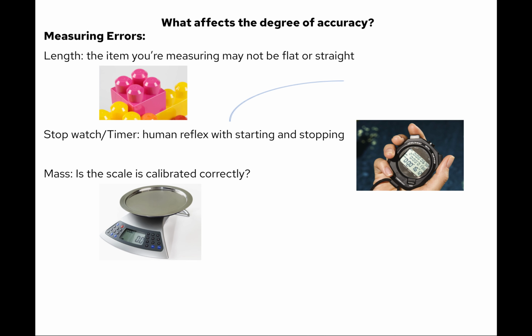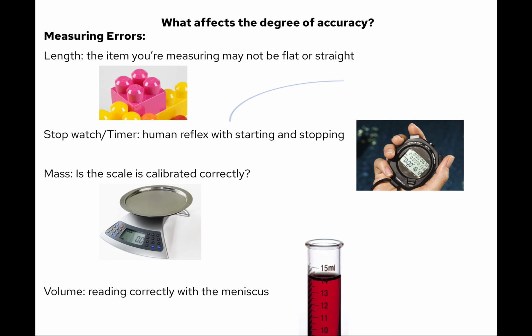Mass is the scale calibrated correctly. So you can see right here it's at 0, 0, but you have to make sure it's 0, 0, and usually there's a little dial or something in the back so you can make sure that it's exactly at that. And for volume, reading correctly with the meniscus. For the meniscus, that's where this liquid here is curved, and that's what happens when you're measuring using this graduated cylinder. And you need to remember to measure the bottom of the meniscus. So this bottom right here is how you would read this correctly.